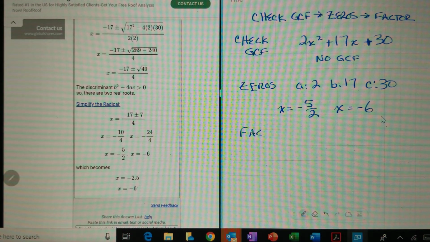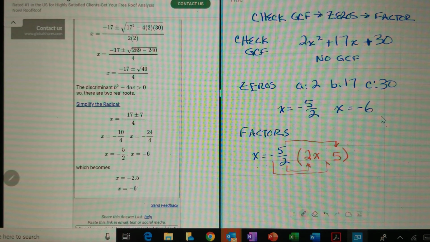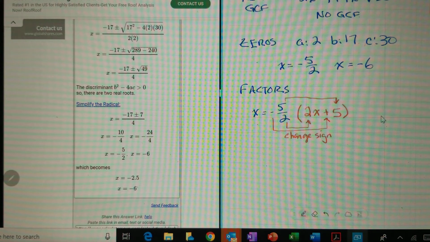Next, we have to make factors out of those zeros. So let's go with x equals negative 5 over 2 first, since that's the one that looks most complicated. It's a pretty simple idea. We are going to have a factor, and we're going to take this 2 and put it right here. So that's going to be 2x, and we're going to take this 5 and put it right here. The next thing we're going to do is change the sign. So there we go. That's one of our 2 factors.